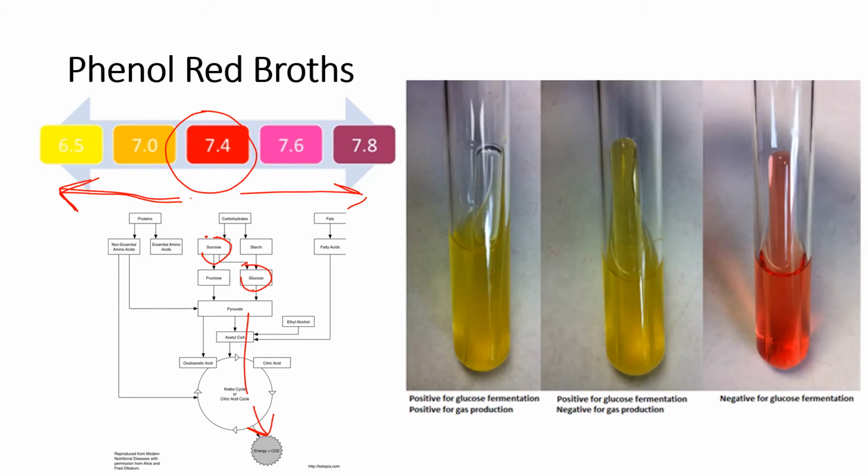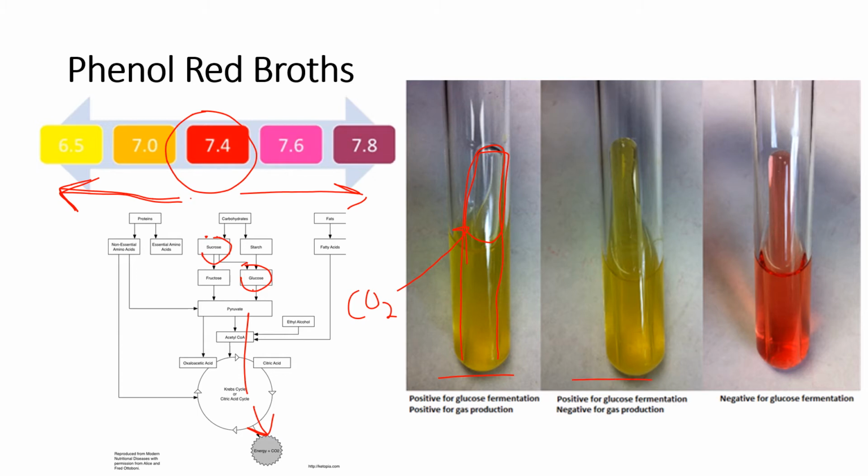Some of the results you could see, these are glucose tubes. Glucose tubes also have a Durham tube inside. The Durham tube is used to trap carbon dioxide that may or may not be produced when the bacteria ferments the glucose. So for these results, the media turned yellow, so it's positive for acid production, and there is a bubble in the Durham tube, so it is positive for gas production.